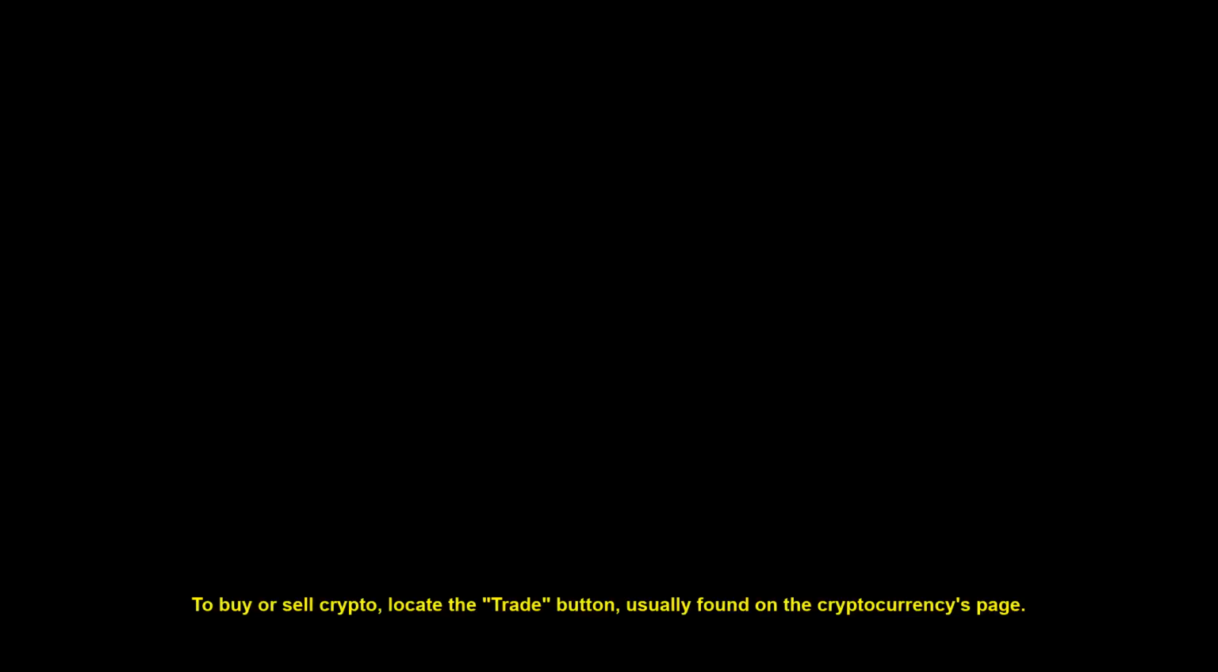To buy or sell crypto, locate the Trade button, usually found on the cryptocurrencies page. Select Buy or Sell, depending on your desired action. Enter the amount you wish to purchase or sell. Review the estimated total and confirm your transaction.